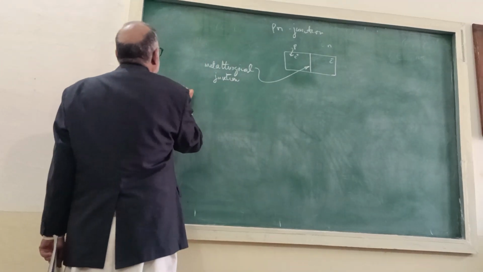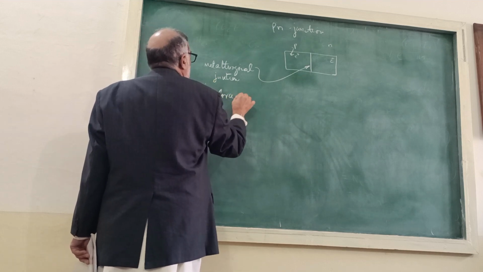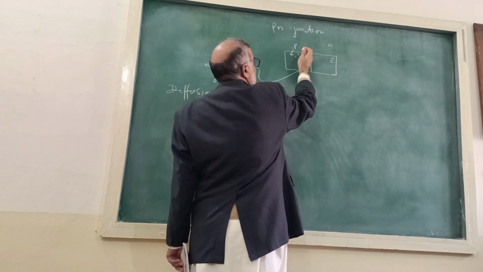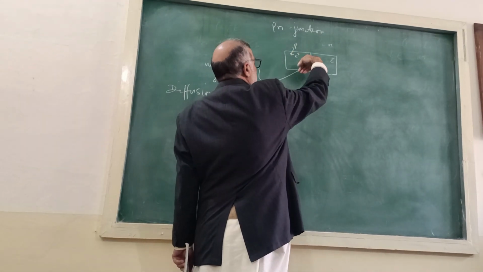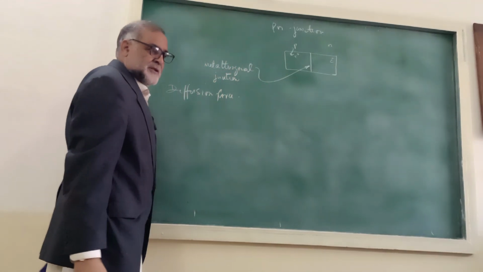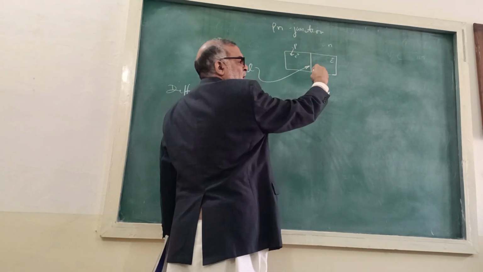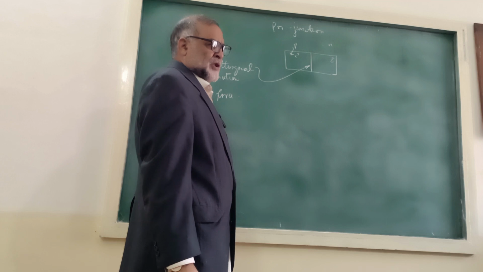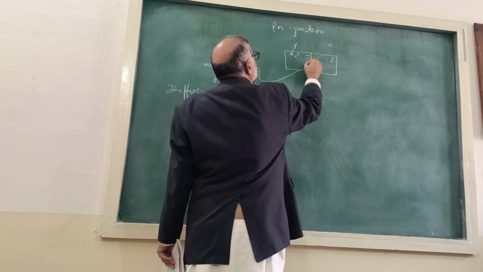Diffusion force on the majority carriers. The majority carriers, electrons, will move toward this side. Similarly, there will be diffusion force on holes to move from here to this side because of the concentration gradient. So electrons will move to this side and be occupied by the first available site for an electron, that's the hole. So this side will become negatively charged.